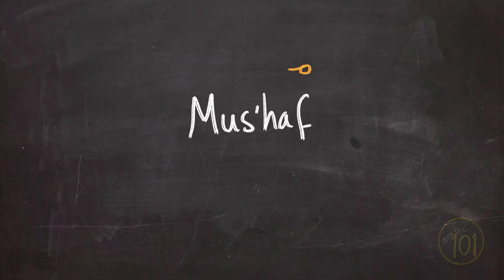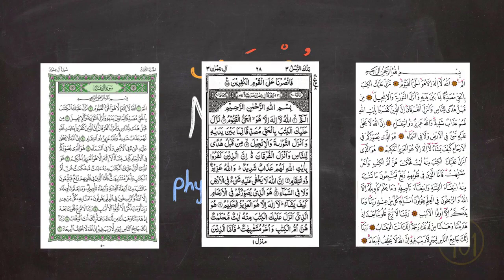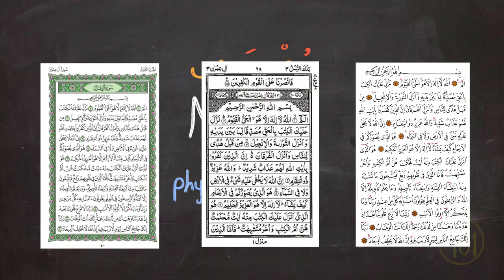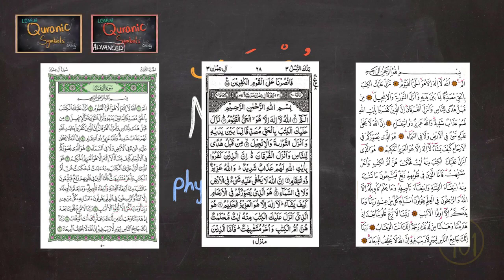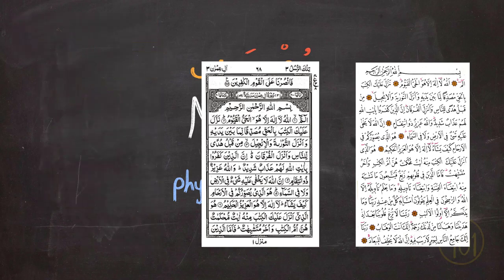The word Mus'haf is an Arabic word that refers to the physical copy of the Holy Qur'an. So there can be several publications written in different scripts, but they're all Qur'an and they are 100% identical in content. The signs explained in the previous 2 lessons about the Quranic symbols cover all the signs and symbols found in Uthmani Mus'haf, one of the most widely used publications of Qur'an, and I highly recommend watching them before proceeding with this lesson because of the similarities between the Uthmani Mus'haf and all other publications.